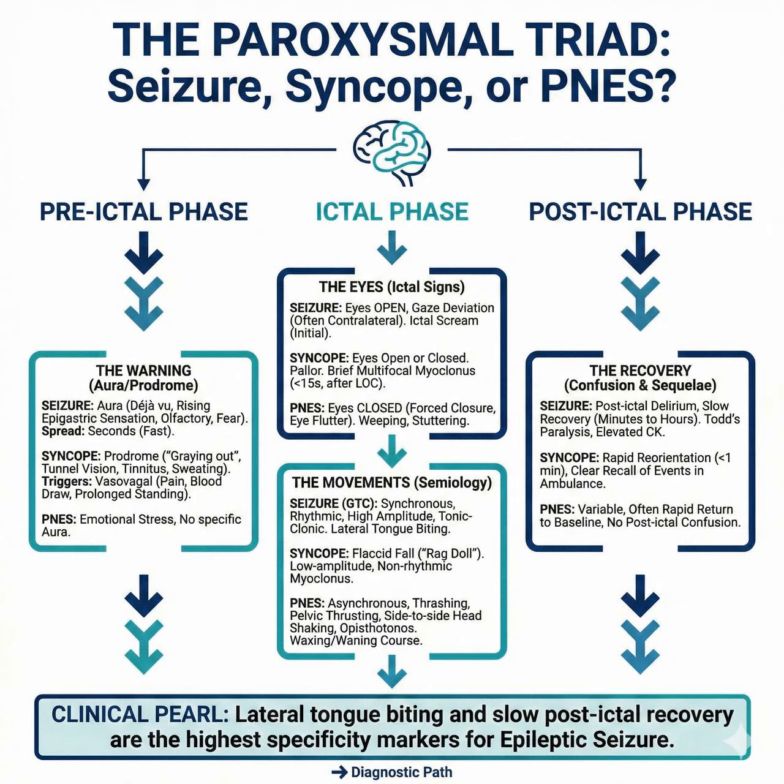Phase 1, the pre-ictal window. This is where you distinguish the warning. Ask about the prodrome. In syncope, patients describe a graying out, tunnel vision, nausea, or sweating, often triggered by prolonged standing or a vasovagal trigger like a blood draw. Compare that to a seizure aura. You're looking for a rising epigastric sensation, déjà vu, or olfactory hallucinations. This distinction matters clinically because of the spread.